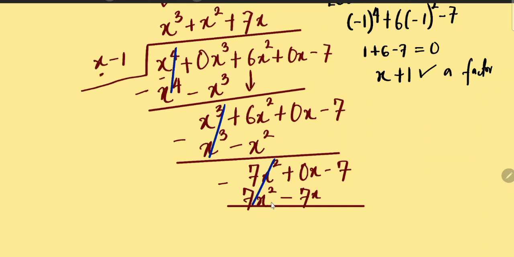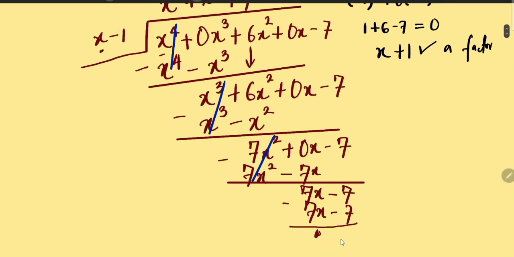Then subtract minus 7x from 0, we shall have ordinary 7x. Then bring the remaining 7 down, we have 7. Now let's go again. X going in 7x, we shall have ordinary plus 7. So plus 7 to multiply this, we shall have 7x plus 7. And if we subtract that, we shall have 0.